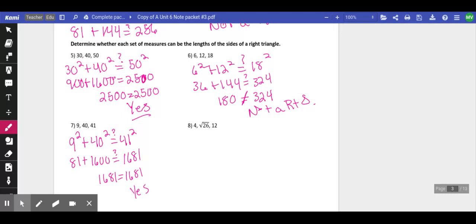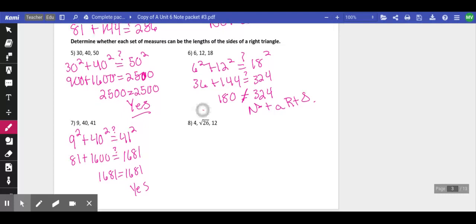So for number 8, first what we've got to decide is where the square root of 26 fits in the length of those. So the square root of 26 is approximately 5.9. We don't use that value other than to determine if it's the longest. So the longest is 12.